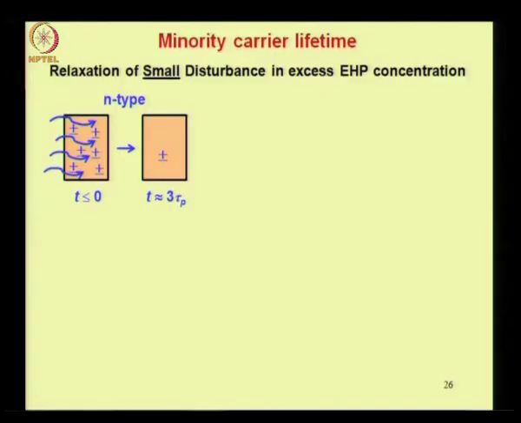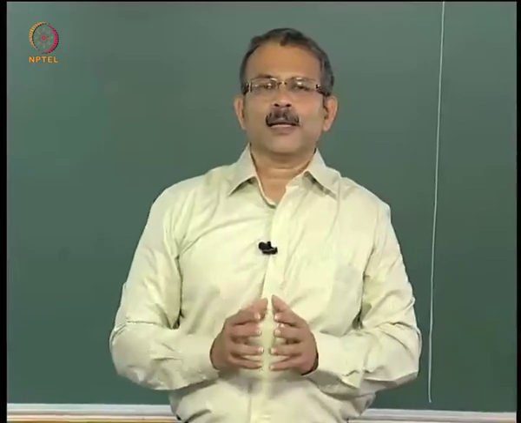Then what is going to happen? You will find that progressively the electrons and holes will recombine and the semiconductor will return to equilibrium. Now what is the time that it will take to do so? We shall show that this time, assuming an n-type semiconductor, would be about 3 times the lifetime of holes, or minority carrier lifetime. Thus, if you want to describe this relaxation of excess carriers to equilibrium, then the characteristic time would be the minority carrier lifetime.